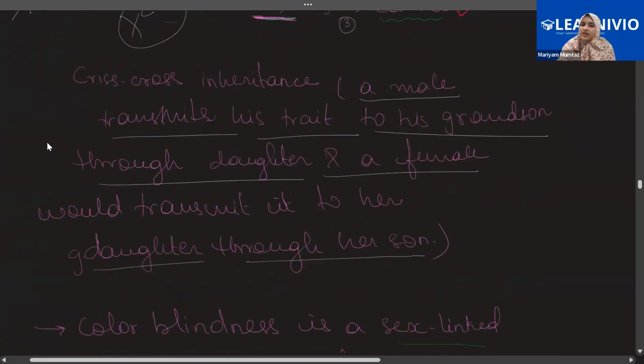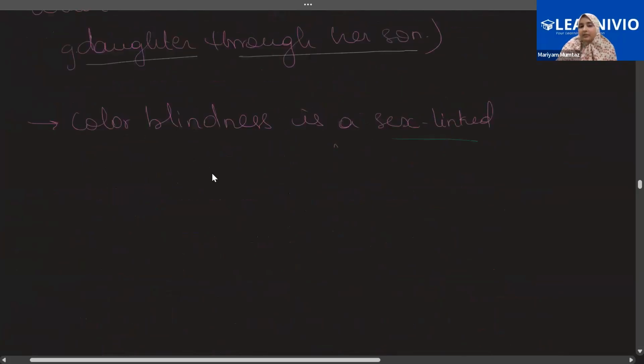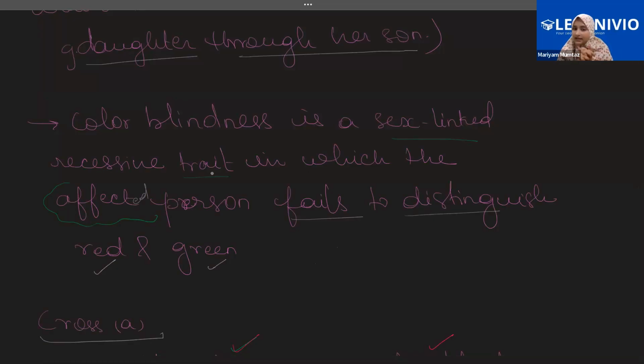Okay, but this is what is meant by criss-cross inheritance. Now, basically in color blindness, a person who has color blindness, have you ever heard about it? No, ma'am. See, a person that has color blindness, it's not that the person doesn't see any color. The person cannot differentiate between certain colors, such as red and green. They can't see the red and green color properly. They can't differentiate between them. So that is what happens because of this particular disease.